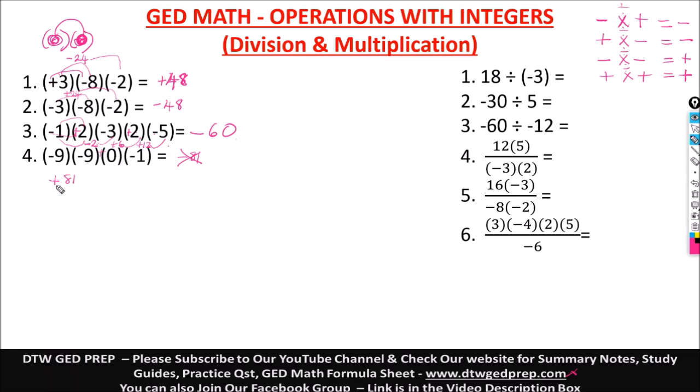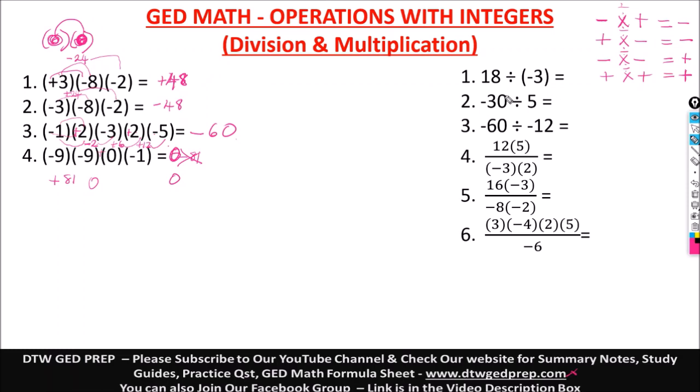When you have a 0, a positive 81 times 0 is 0. And a 0 times negative 1 is 0. So examiners know that this kind of questions confuse students. And you can see questions like this, and you just see that 0 hidden within the particular operation, and it's affecting it. Once a zero multiplies anything, it gives you a zero. Okay, so don't confuse it with you are adding. No, once it's multiplying, it gives you a zero. So the answer here is zero.